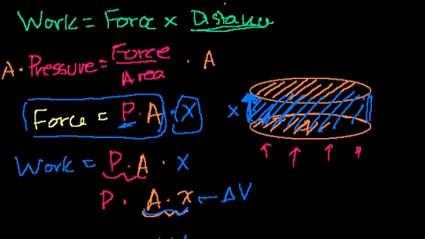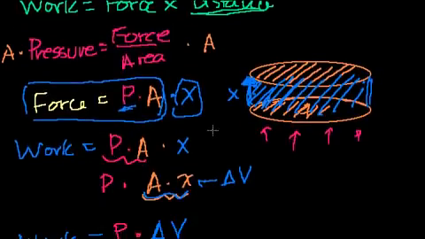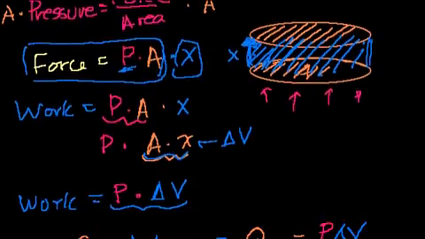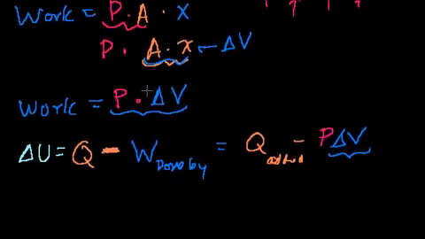We said we could rewrite that as pressure times area times distance. And the area times the distance is the change in volume. And so we came up with a neat little formulation that the work done by a system could be written as the pressure times the change in volume.